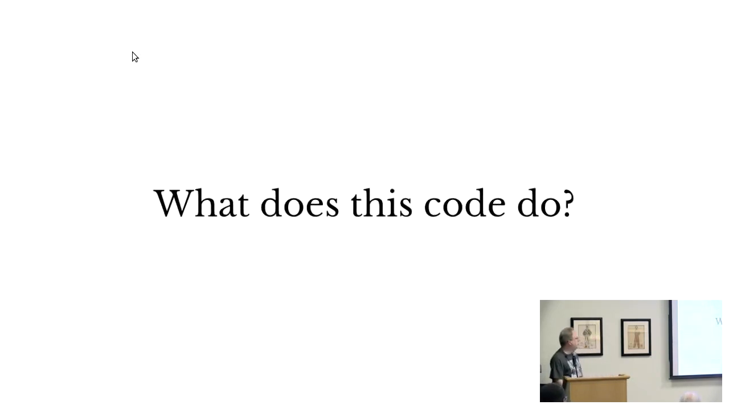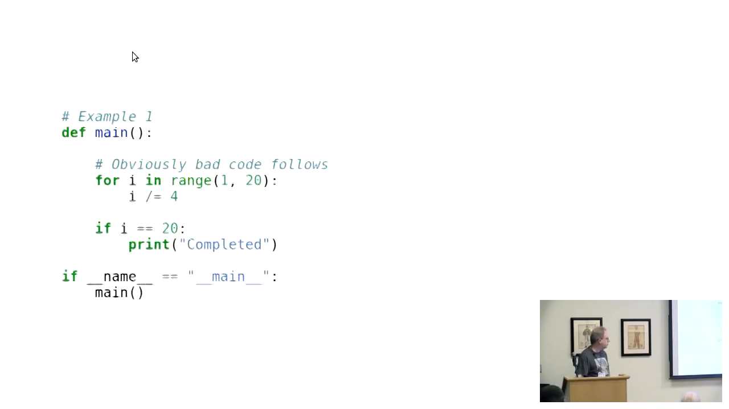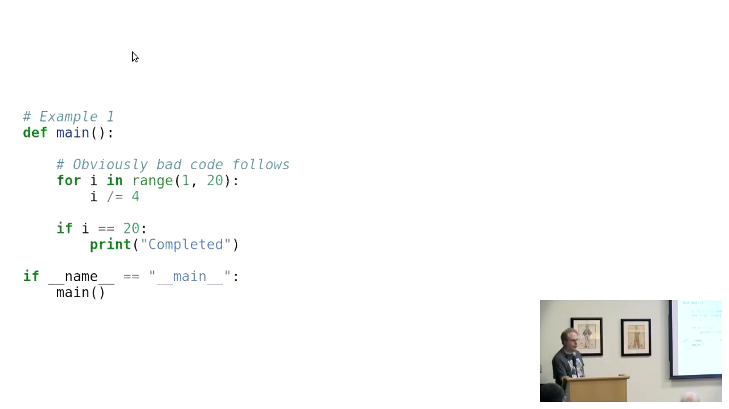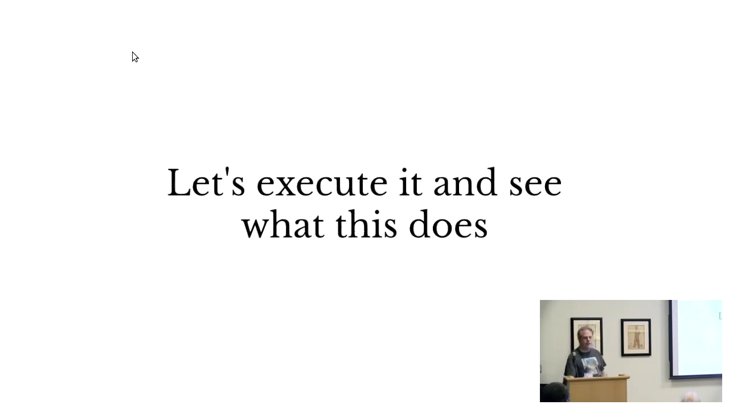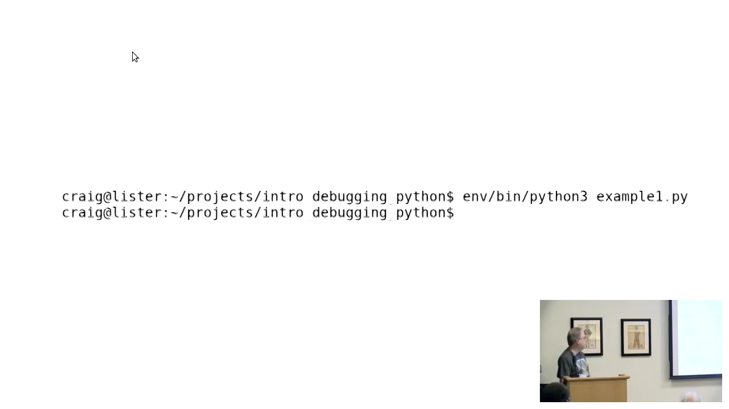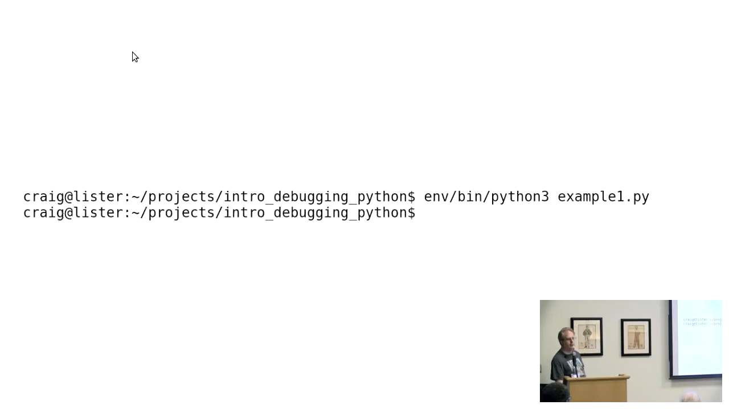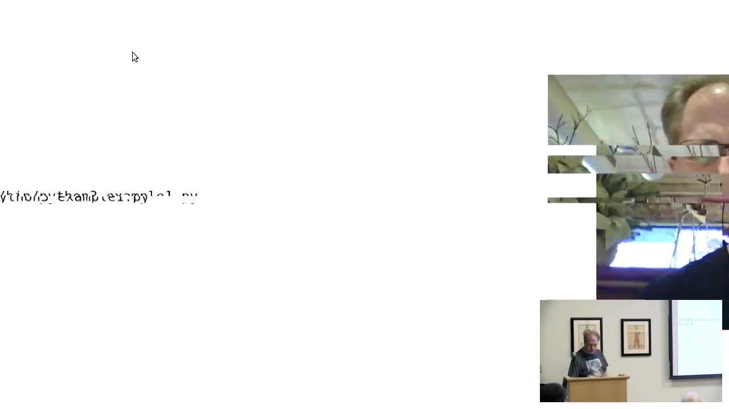So let's do a quick example. What does this code do? I'll give you a second to take a look at it and see what you think it's doing. All right. So let's execute it and see what it does. Well, that's handy. It doesn't really do a whole lot that's visible. You think it's going to do something that's visible, but it doesn't. And you make this face.